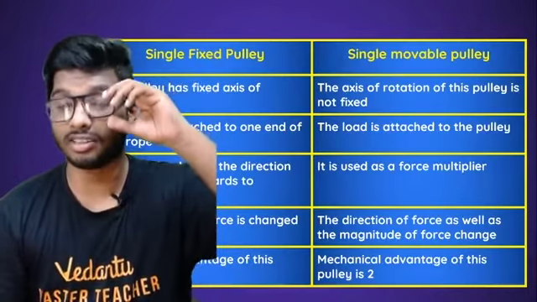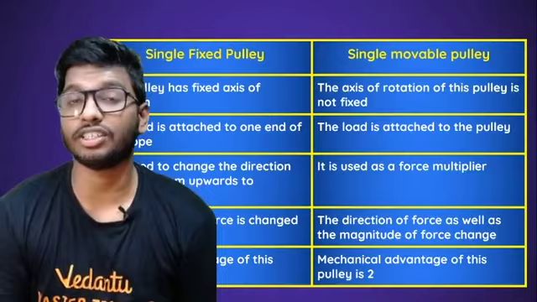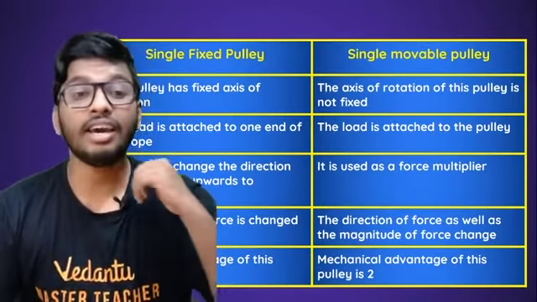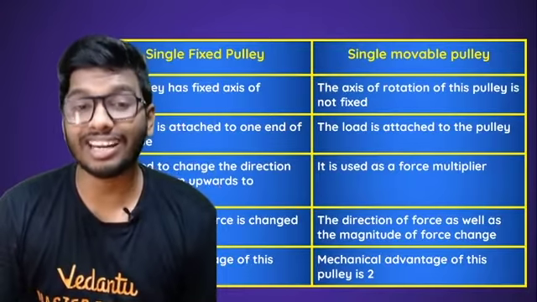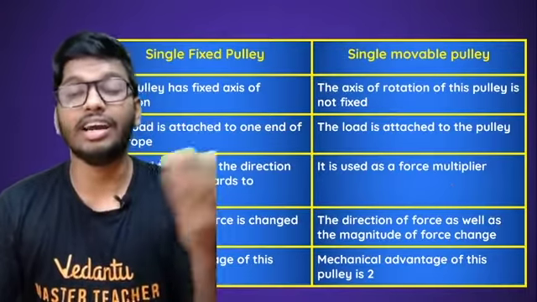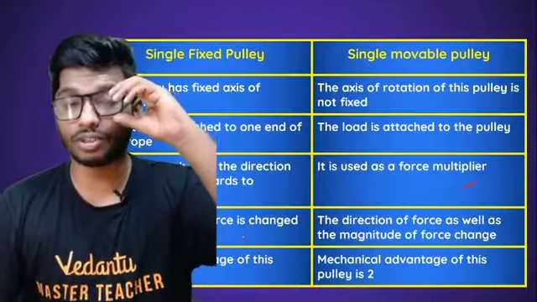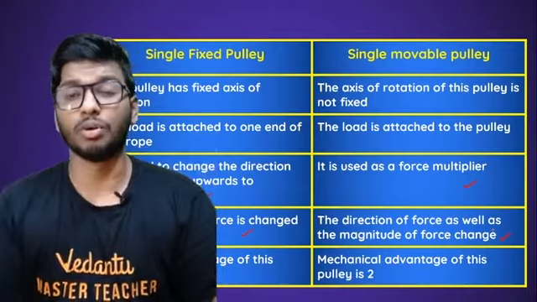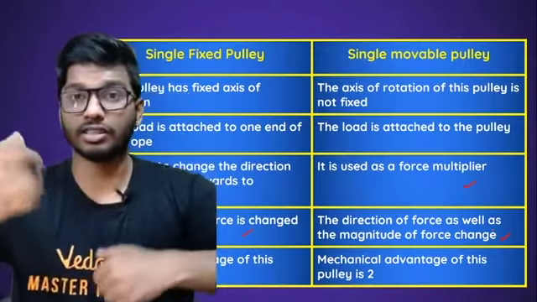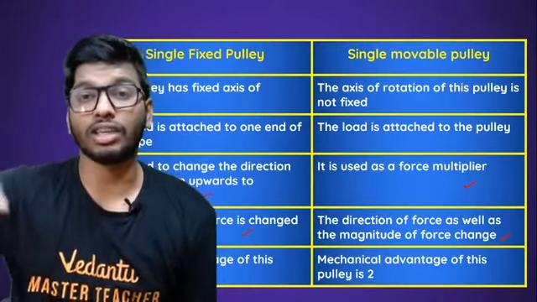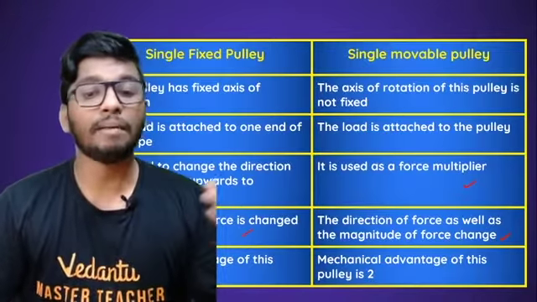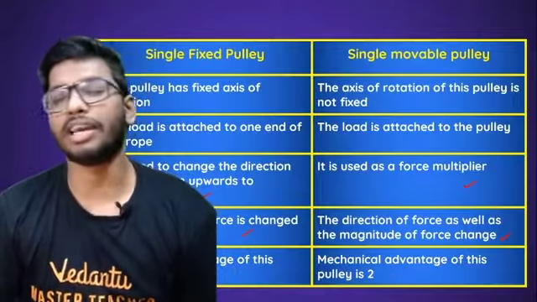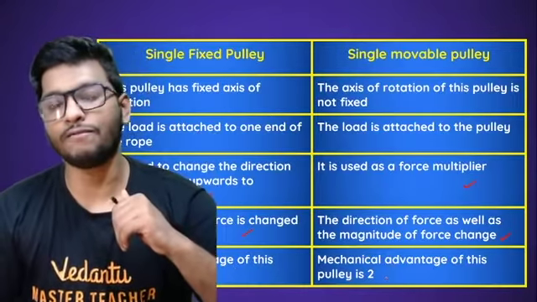In this pulley, the axle of rotation is fixed. In this, the axle of rotation is not fixed, or it's movable. The load is attached to one end of the rope. Here, the load is attached to the pulley. Here, it is used to change the direction, like convenience in direction. Here it is a force multiplier. Only the direction of the force is changed in this case, not the magnitude. Here the magnitude of the force is also changed, as well as the direction, because you're applying a force in the upward direction, not in the downward direction. The mechanical advantage over here is 1, so again it's convenience in direction. Here the mechanical advantage is 2, which means that it'll be a force multiplier.